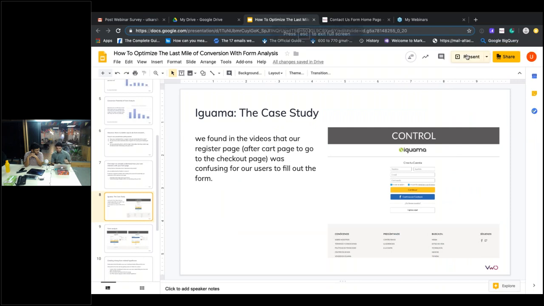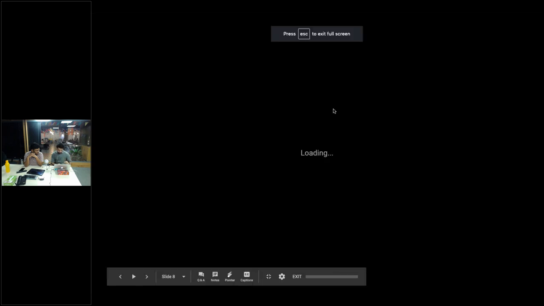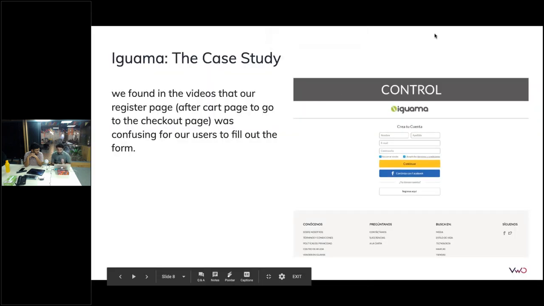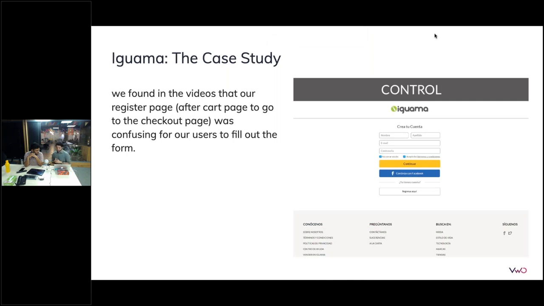Coming back to our presentation and the example which we were taking. So you saw the control variant. It is asking a lot. There's no easy way to go past it. You're forgetting about the value, why you need to fill out all these things. So Igoma came up with two variations, and we're going to be discussing both.